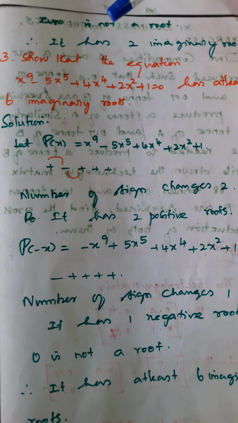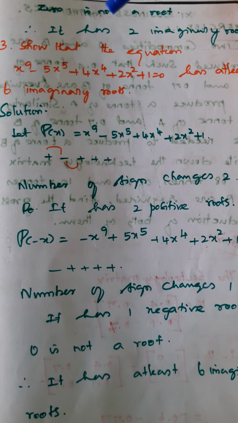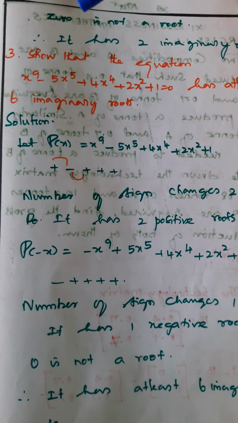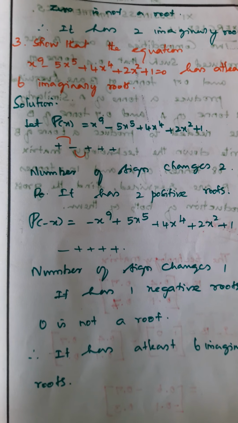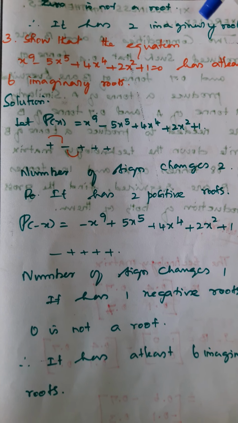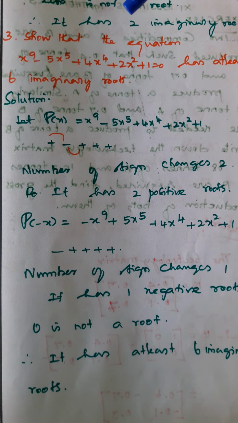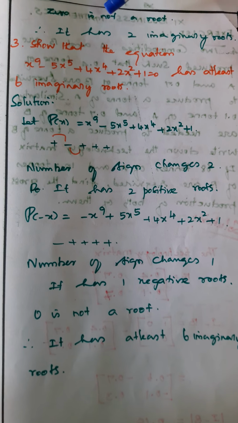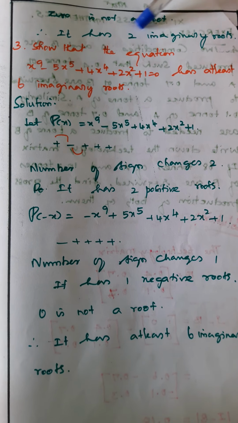0 is not a root. How do we find that 0 is not a root? If there is no constant term, we can say 0 is a root. Otherwise 0 is not a root. And it has 2 imaginary roots. So in total you have to check how many roots there are, the degree of the equation, and you have to satisfy the number of roots.